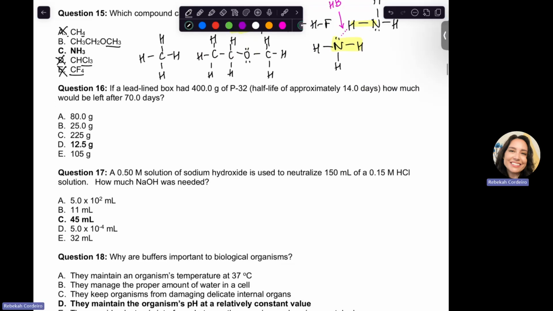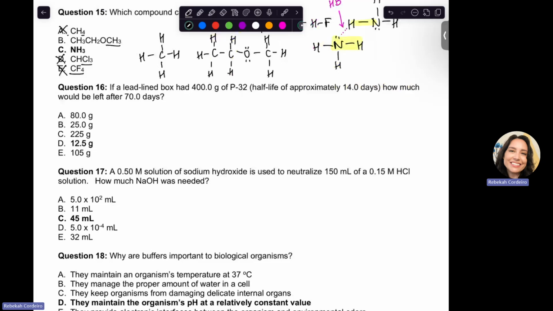All right, so half-life problem. First thing we want to ask ourselves is how many half-lives has it been? So we start with 400 grams. We want to know how much is left over after 70 days. So how many half-lives is this? If one half-life is 14 days, how many half-lives is 70 days?